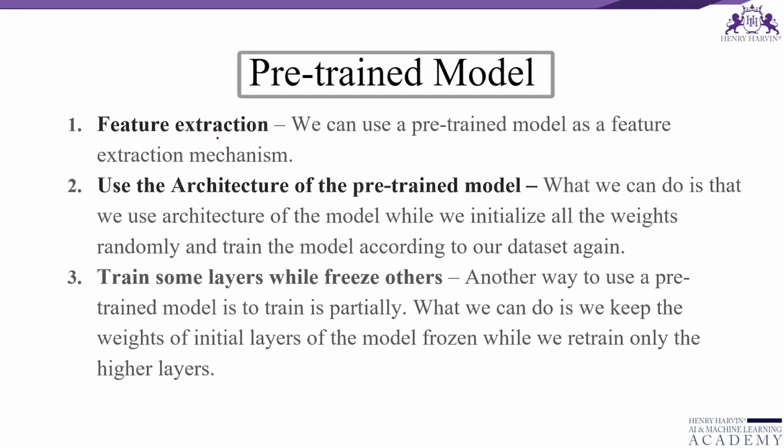So the first point is about feature extraction. I can use a pre-trained model as a feature extraction mechanism. So what I can do is remove the output layer, the one that gives the probabilities for, say, the example that I have taken, 1,000 classes, and then I can use the entire network as a fixed feature extractor for the new data set. The second one is to use the architecture of the pre-trained model, where we initialize all the weights randomly and train the model according to the data set that I want to handle.